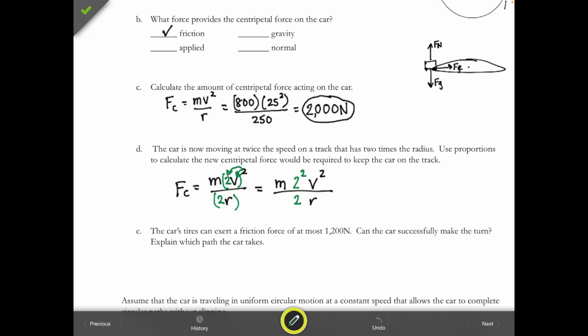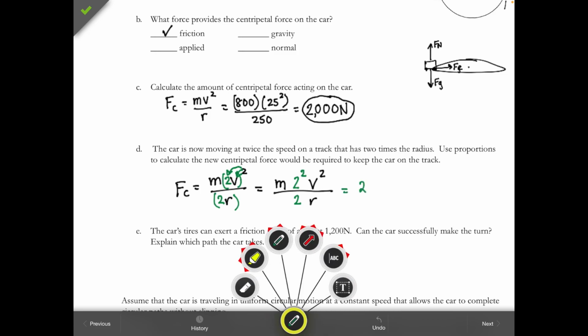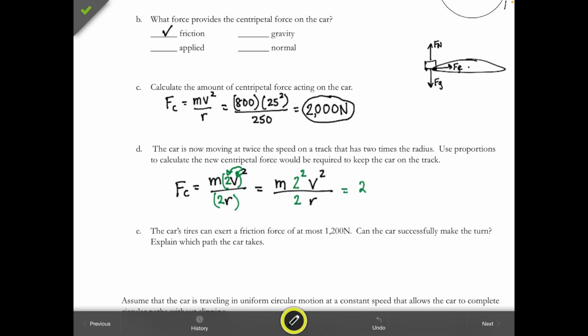Now, rearranging, this means I have 2 mv squareds. I have 2 times more force than the original force. So if the original force was 2,000, my new force is 2 times 2,000 equals 4,000. This makes sense because if I am driving faster, I need more friction force in order to make this turn. Now, it actually doesn't matter whether I'm asking about C or D here. This car can only exert a friction force of 1,200 newtons.